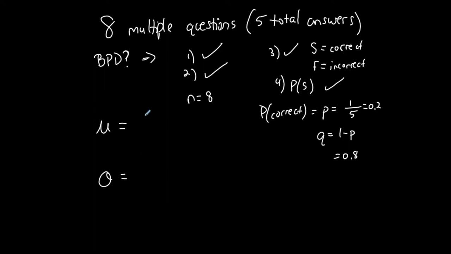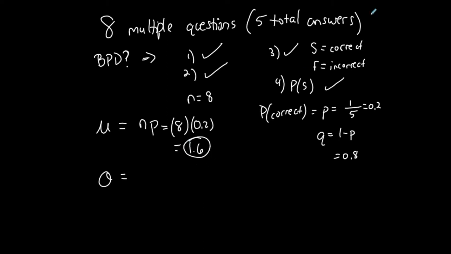I want to find the mean and the standard deviation of this. What is the mean? Well, the mean is just n times p. Take your number of trials and multiply it by your probability of success. So, in this case, it's just 1.6, right?